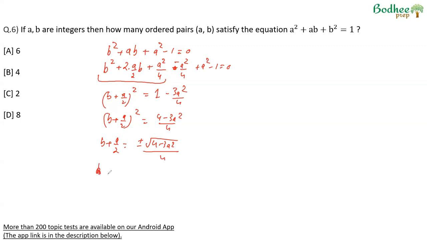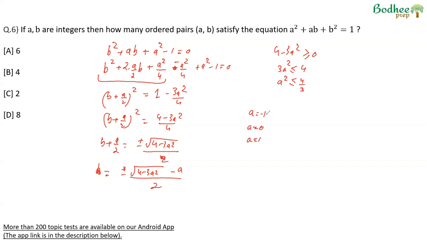Or b is equal to plus minus root of 4 minus 3a squared over 2, minus a upon 2. Now clearly the root has to be positive or 0 at minimum, and therefore 4 minus 3a squared has to be greater than or equal to 0. So 3a squared has to be less than or equal to 4, or a squared has to be less than or equal to 4 by 3. The values that a can take: it cannot be 2 or minus 2; a can be minus 1, a can be 0, a can be 1.